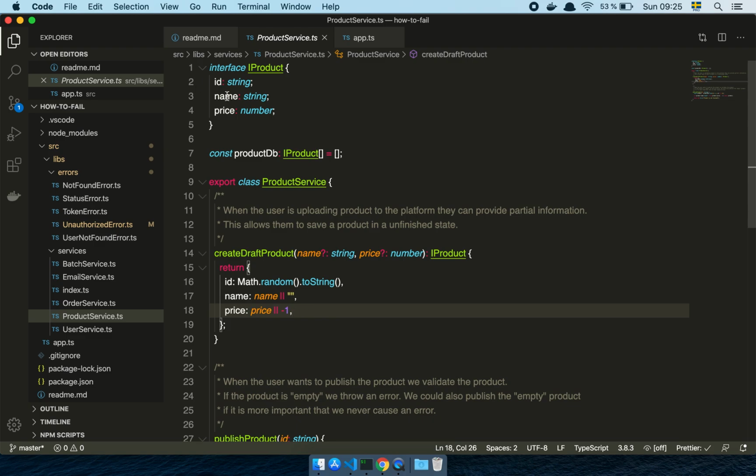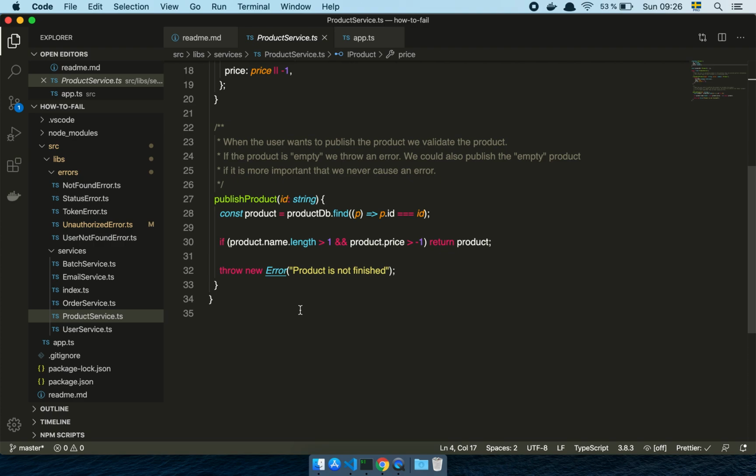I could have made all of this optional, but I don't want to, because when I'm actually going to publish this product and persist it in a more permanent fashion, I want to always be sure that this information is there. This is required information for my feature, but I don't want it to be required in the state where the user is just creating the draft, if that makes sense.